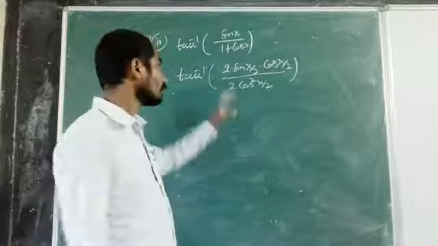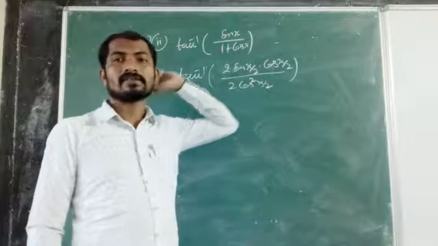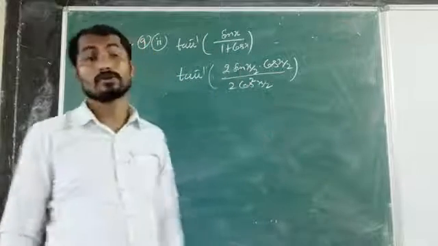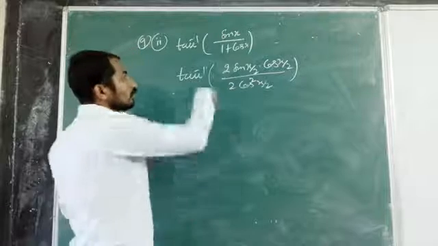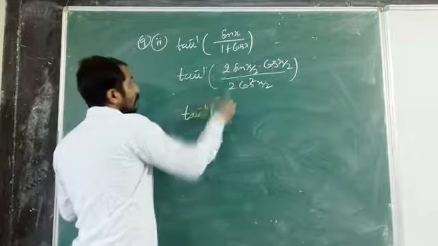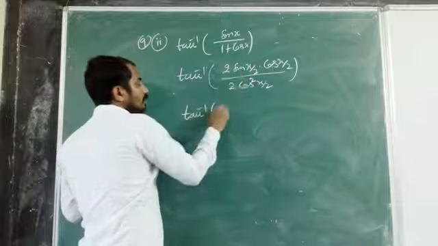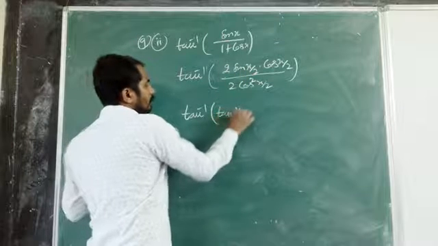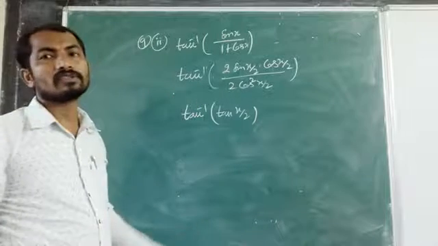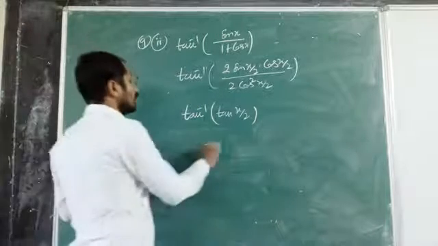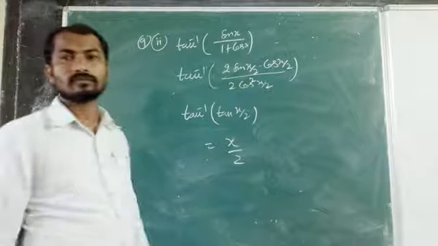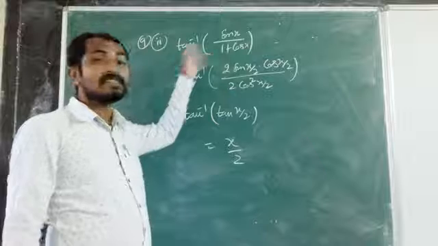Now sin x is 2 sin x by 2 cos x by 2, and 1 plus cos x is 2 cos square x by 2. The 2 gets cancelled, one cos and one cos get cancelled. Then sin x by 2 upon cos x by 2 is tan x by 2. Using the inverse trigonometric formula, tan inverse of tan x is equal to x, therefore we get x by 2. This is the simplified way.